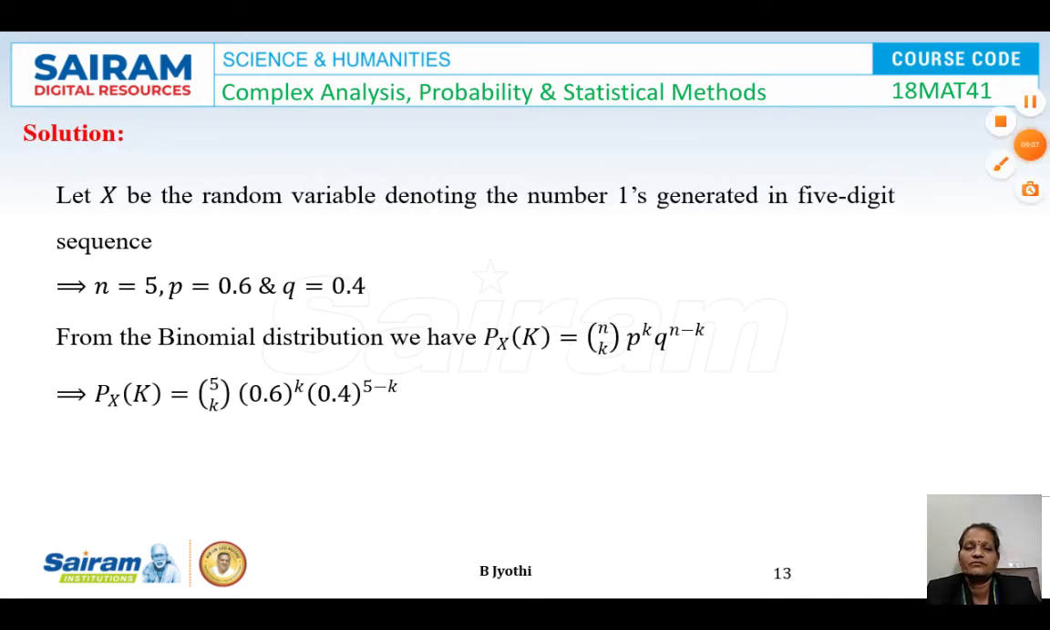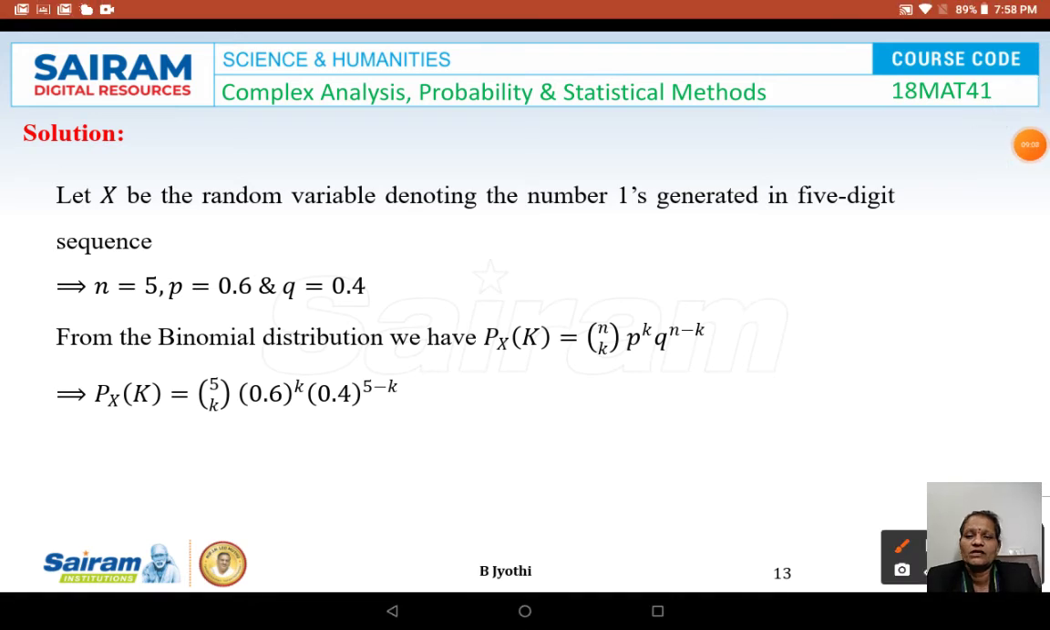Solution. Let x be a random variable denoting the number of ones generated in a 5-digit sequence. So here n will be 5, p is 0.6 and q is 0.4. From the binomial distribution, we have the formula nCk into p power k q power n minus k. So when we substitute, 5Ck, 0.6 power k and 0.4 power 5 minus k.